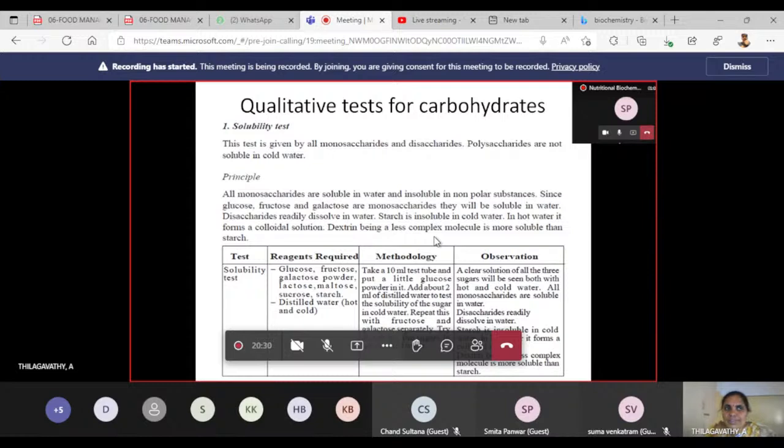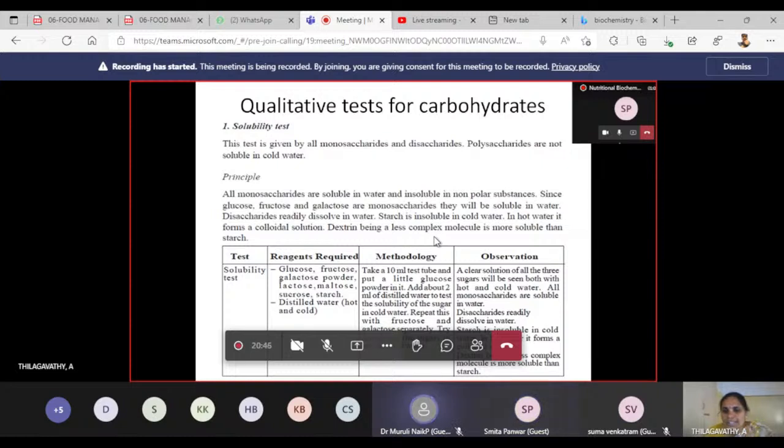Whereas if you dissolve starch in water, have you all observed how it will look? Will it form a clear solution? No, ma'am, it will be a cloudy, turbid solution. Yes, so this is a polysaccharide.